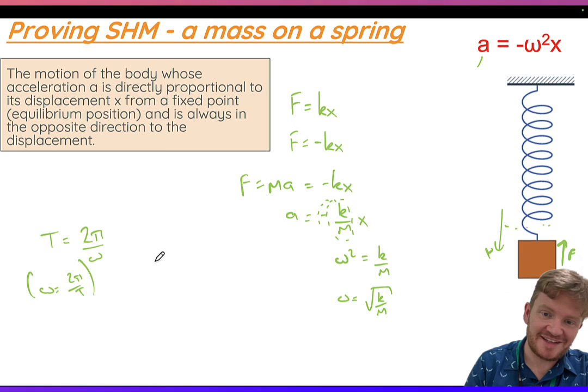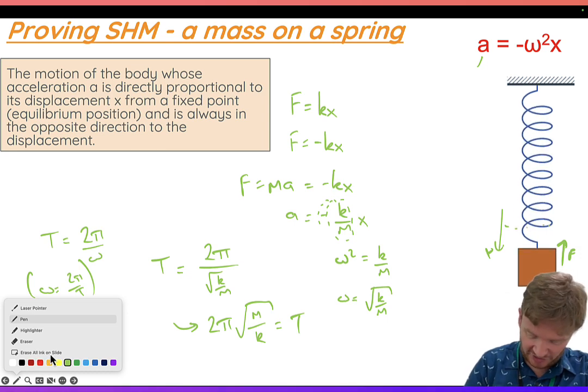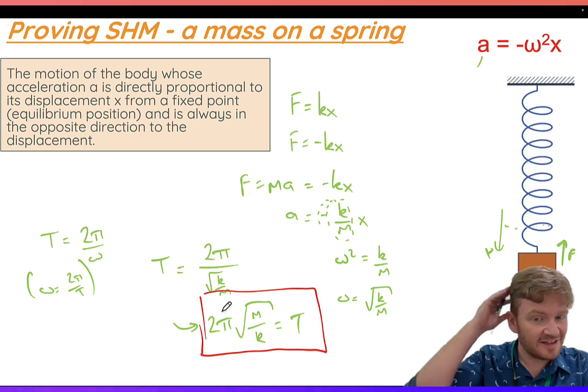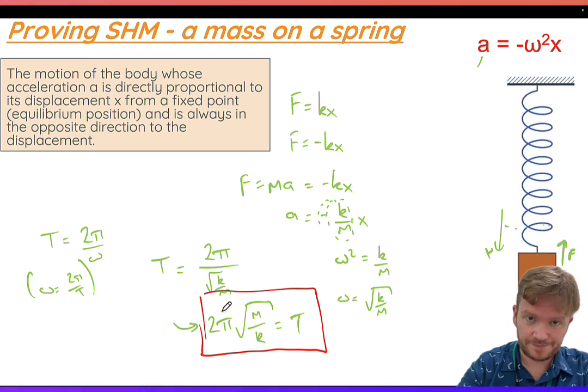So I can say, therefore, that the time period of this object is 2 pi divided by the square root of k over m, which simplifies to 2 pi times the square root of m over k. This gives me the time period of a mass on a spring. And you're going to see this equation crop up a lot over this course. You don't actually have to prove how to get it, but knowing how to do it is a really cool thing to be able to prove.